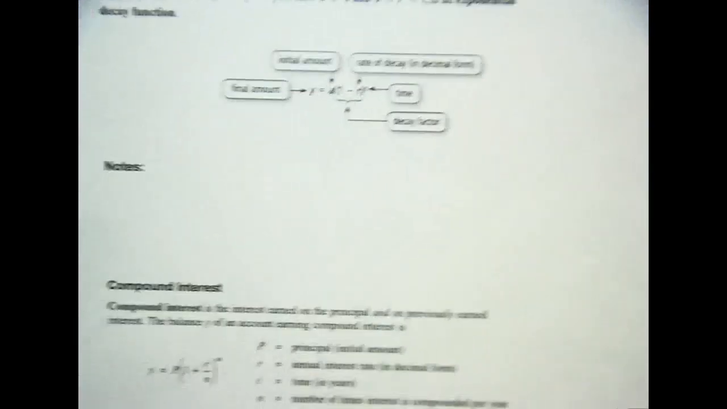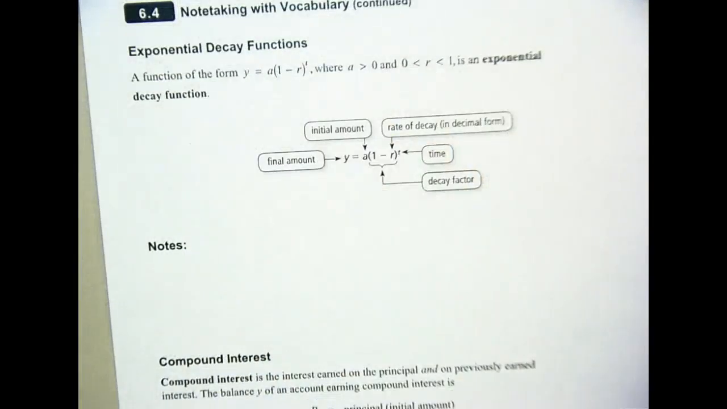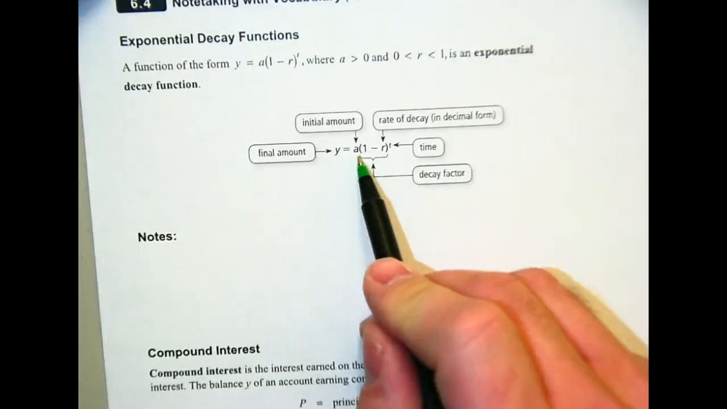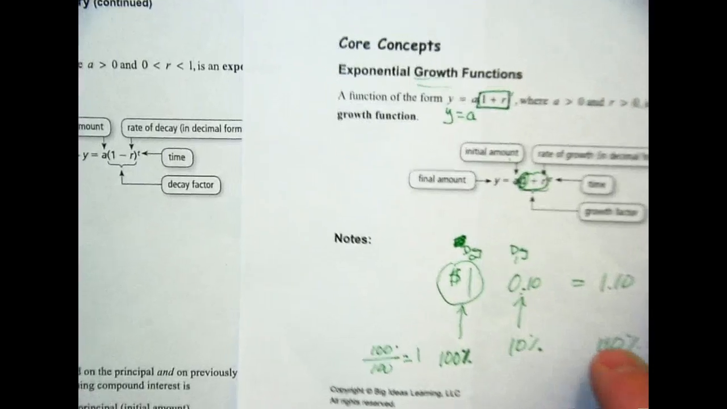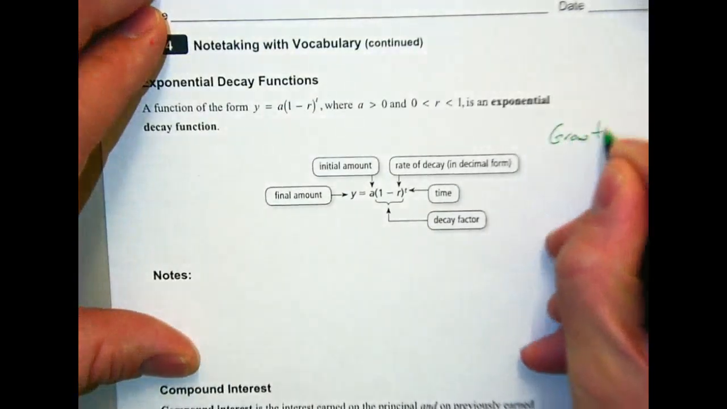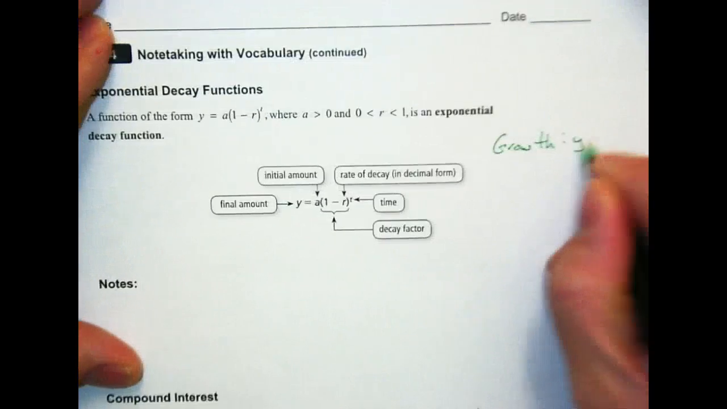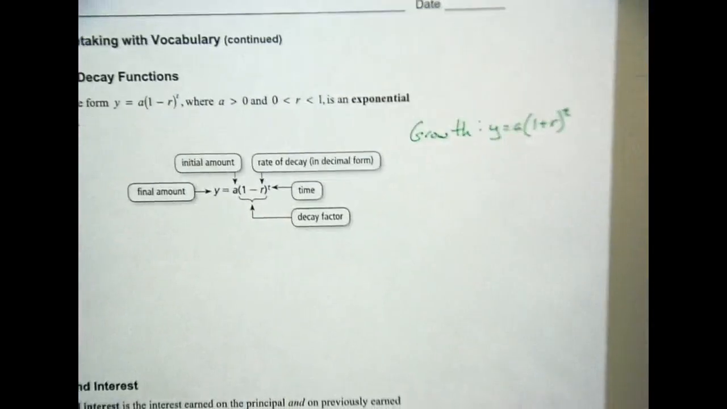All right. Decay, real quick. I'm not going to spend as much time here because this is very similar. This is on page 186. But y equals a times 1 minus r. Notice the difference between the growth and the decay one. Okay? On growth, I'll write it up here. On growth, your function was y equals a times 1 plus r to the t. Go ahead and tell your neighbor how they're different.